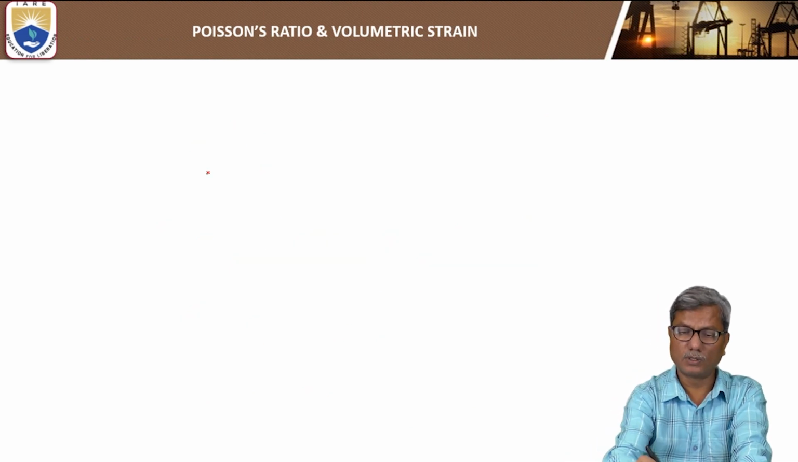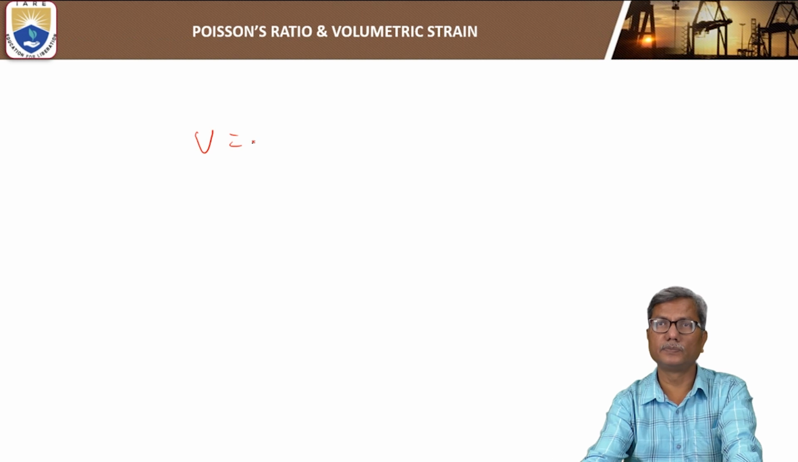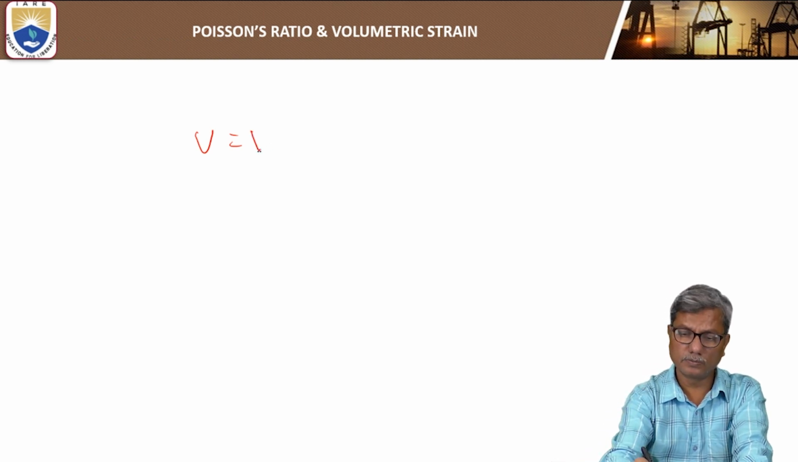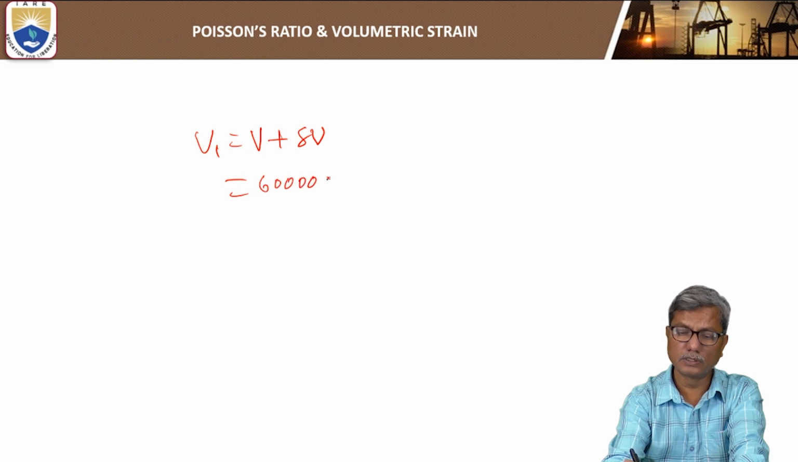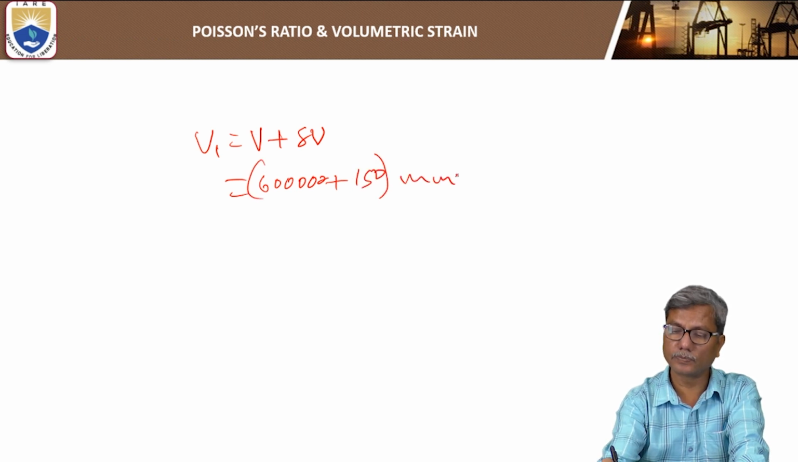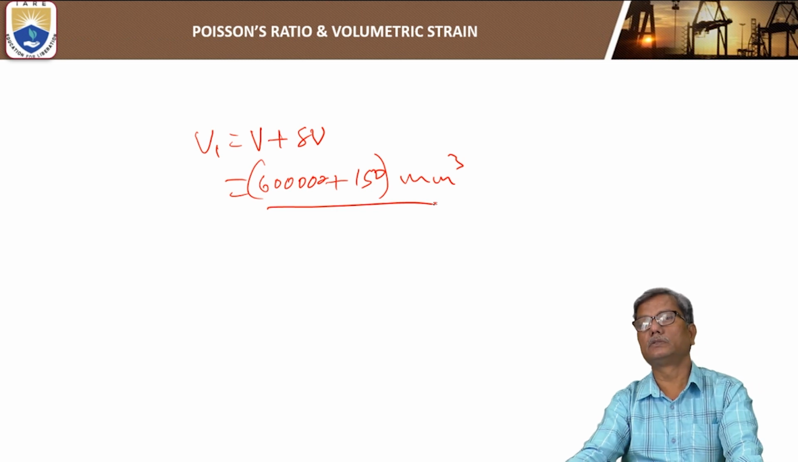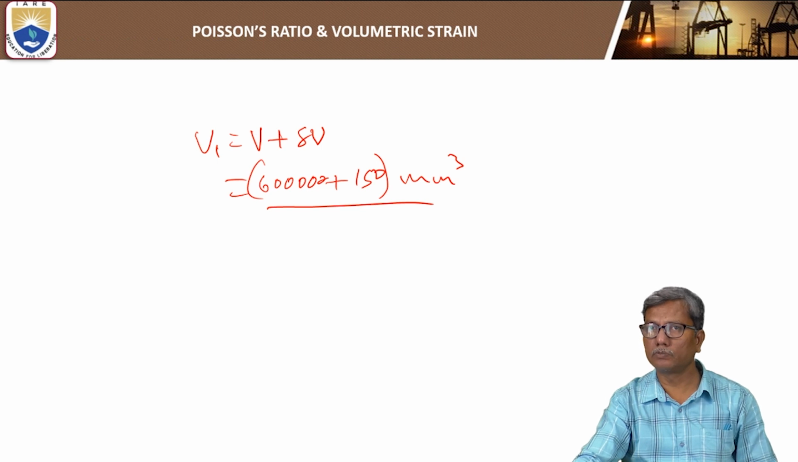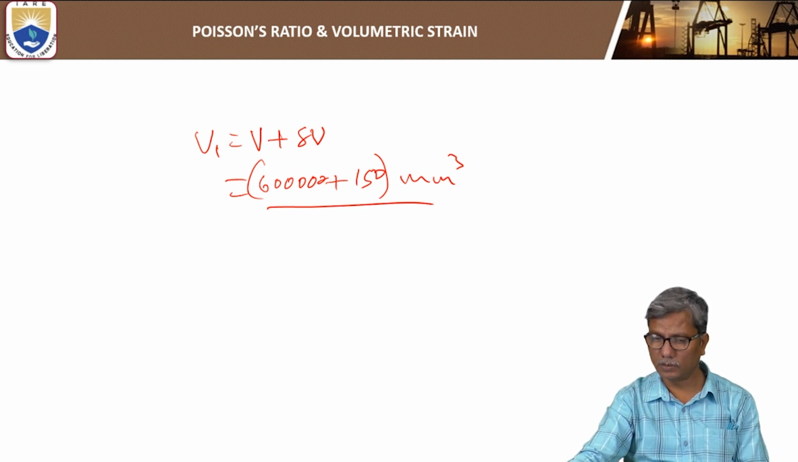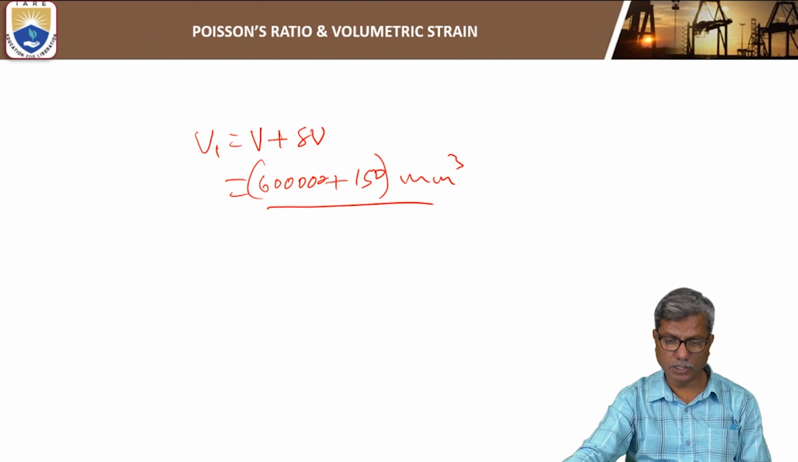So what is the final volume? That you need to find. The final volume is the initial volume plus the change in volume. Change in volume is 150, initial volume is 60 into 10 power 4, plus 150. This is the final volume. So the volume of the member increases by 150 mm cube due to the applied load.